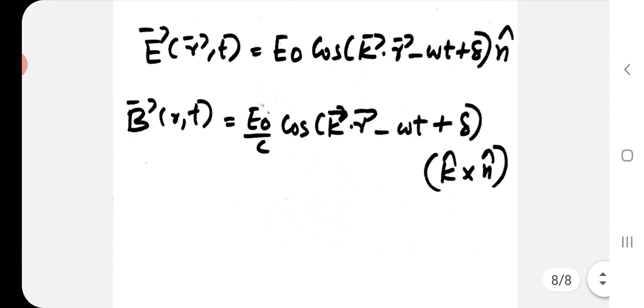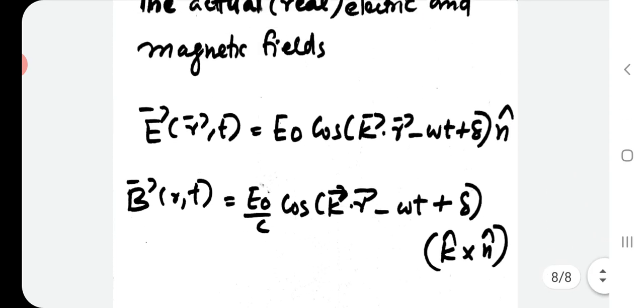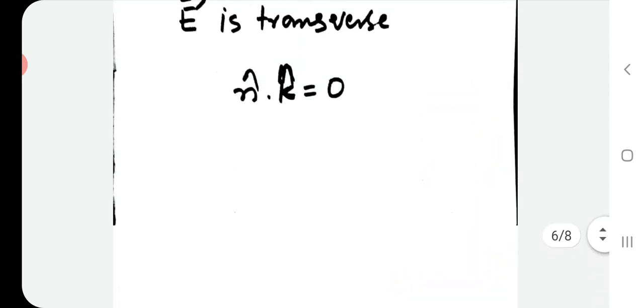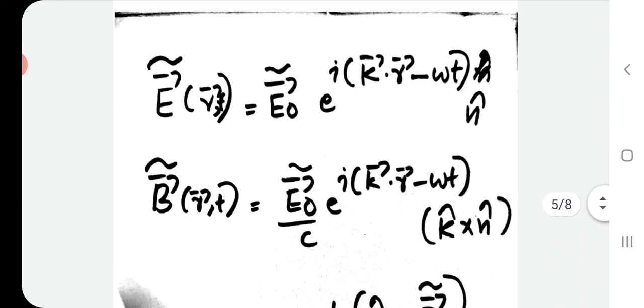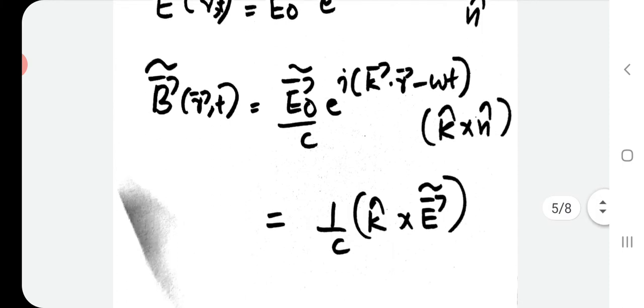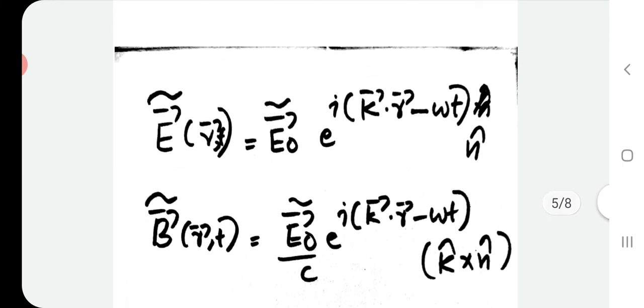So now the real electric and magnetic field. These are actually the complex forms, which have a real part and an imaginary part. If you take e to the power i theta, we have cos theta plus i sin theta, where cos theta is called the real part and sin theta is called the imaginary part. So for these complex equations, I can take the real part of the electric field and the magnetic field. So I will be getting the real electric field and magnetic field.